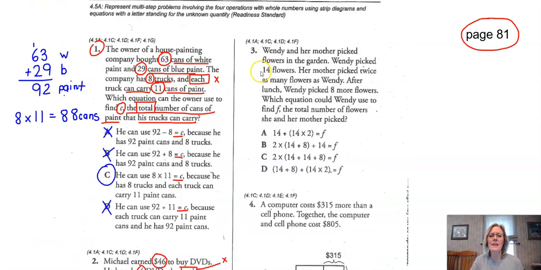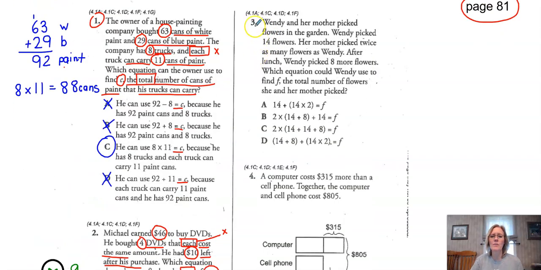So let's go back up to the top here where we have question number 3. And let's read it and do some work on it. It says, Wendy and her mother picked flowers in the garden. Wendy picked 14 flowers. Her mother picked twice as many flowers as Wendy. After lunch, Wendy picked 8 more flowers. Which equation could Wendy use to find F, the total number of flowers she and her mother picked?